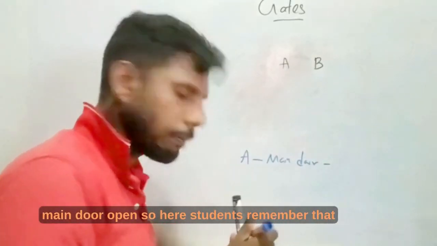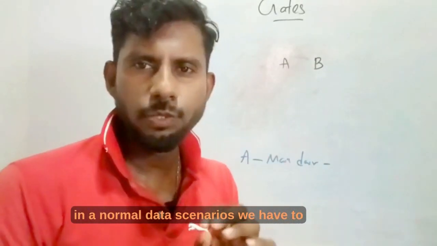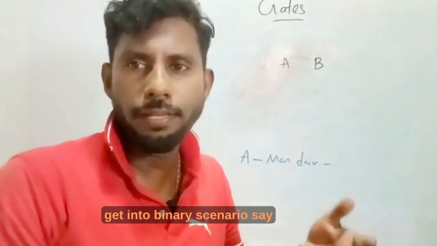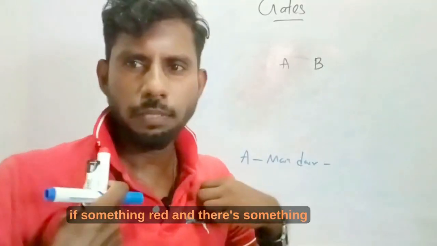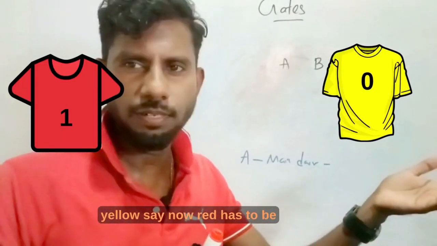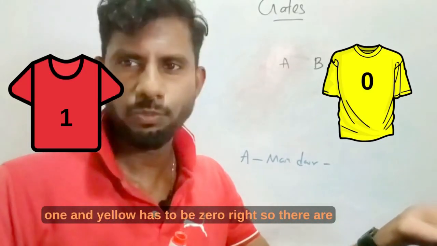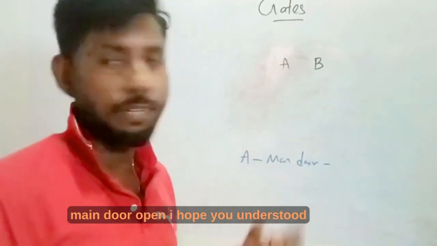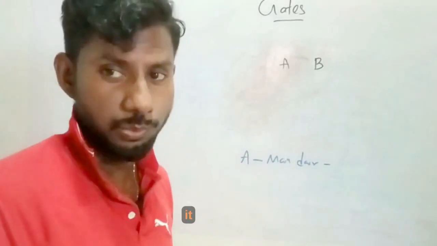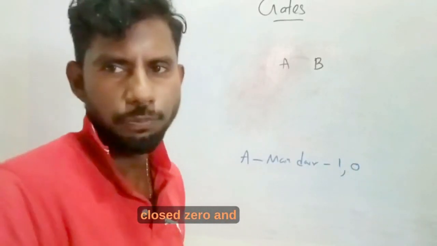Here, students, remember that in normal day-to-day scenarios, we have to get into binary scenarios. Binary means 1 or 0. If you have something red and something yellow, red has to be 1 and yellow has to be 0. So there are only two options. So we have main door open as 1 and main door closed as 0. I hope you understood it.